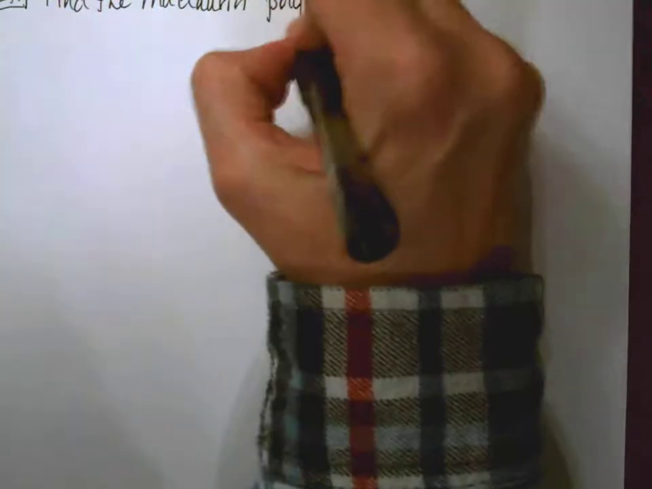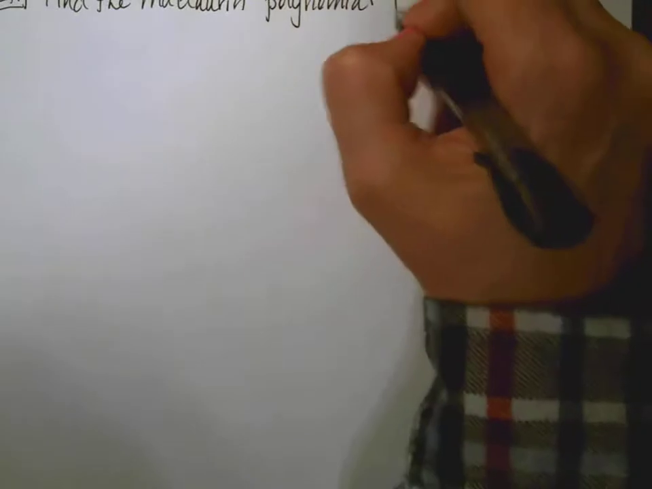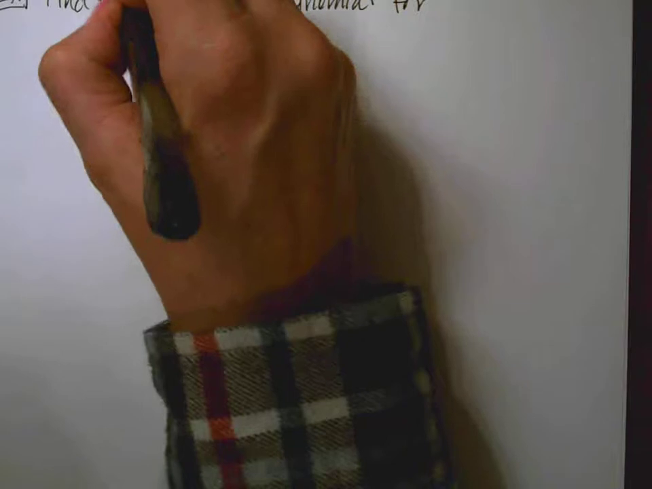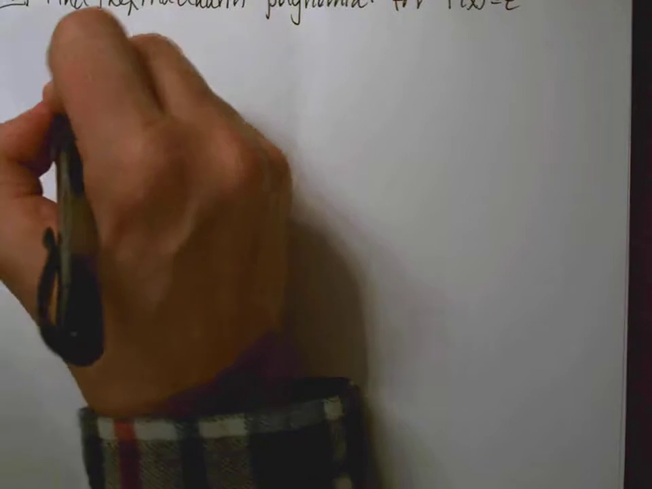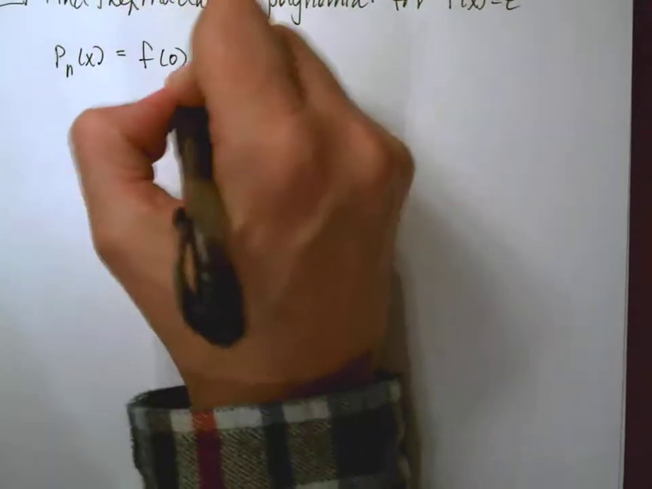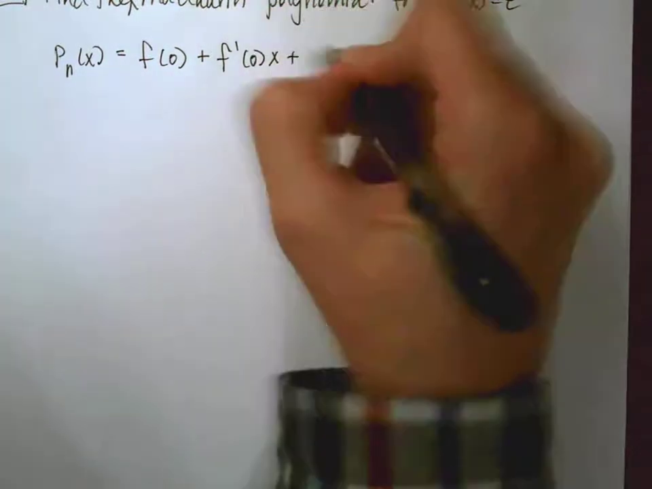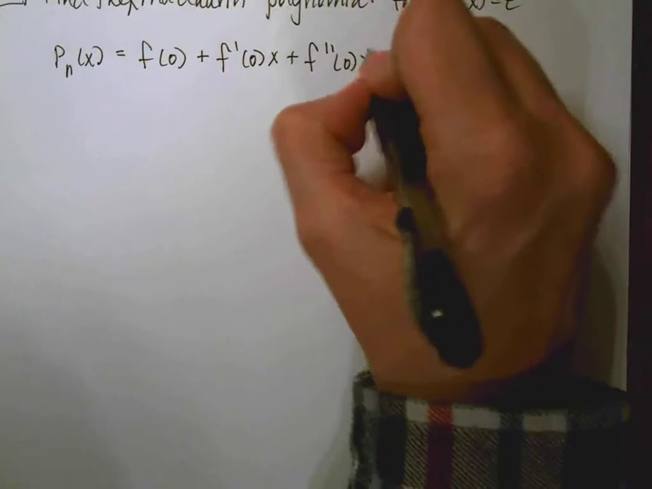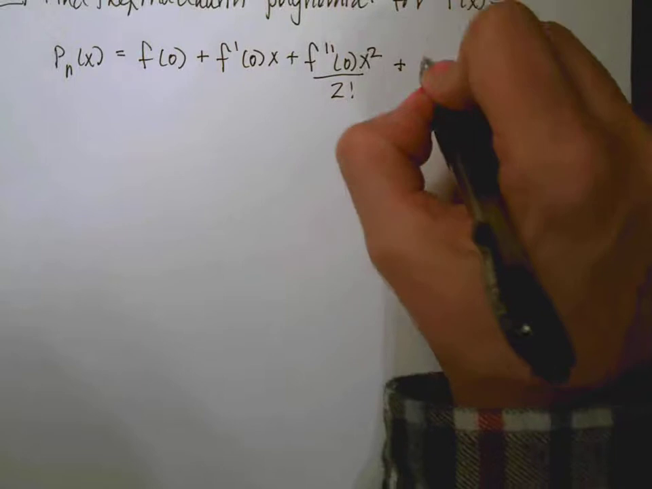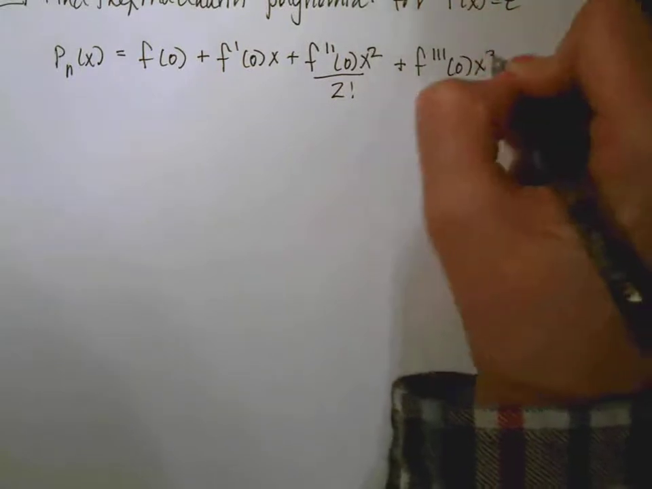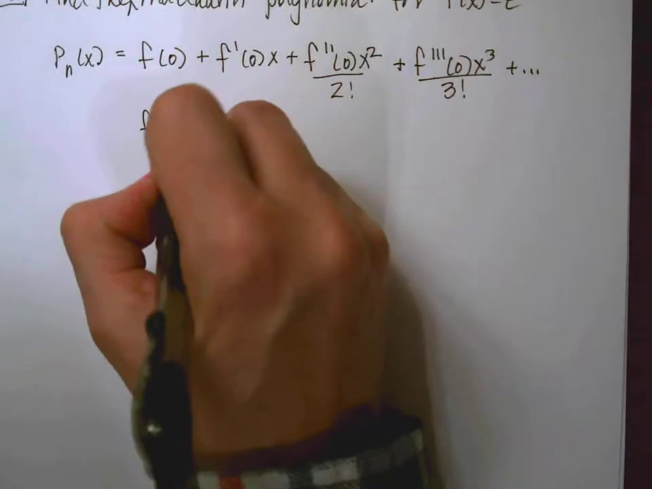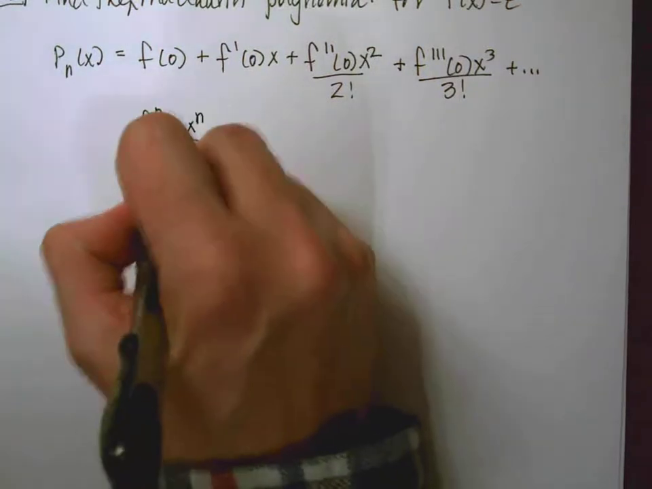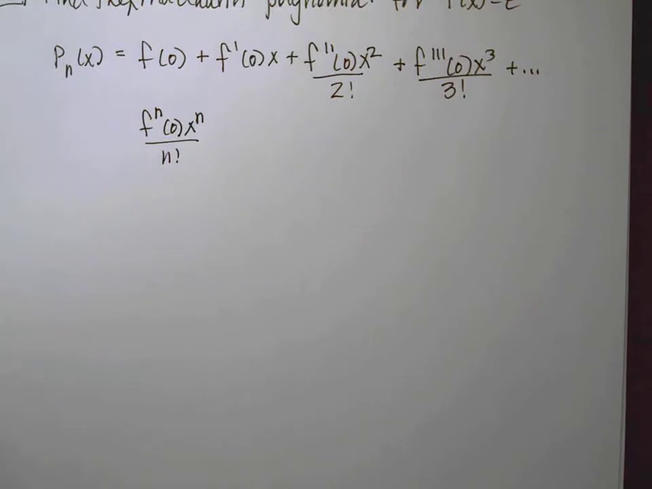the Maclaurin polynomial for, I forgot a word. Find the nth Maclaurin polynomial for f of x is equal to e to the x. Okay? So that means that I'm looking for Pn of x, which is going to be f of 0 plus f prime of 0 times x plus f double prime of 0 times x squared over 2 factorial plus f triple prime 0 x cubed over 3 factorial plus dot, dot, dot. It's going to be f to the n evaluated at 0, x to the n over n factorial.